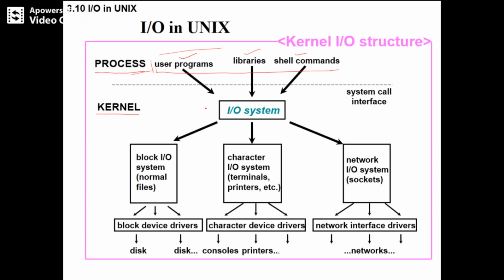In the kernel layer, the first thing you have is the IO system, the input output system. The input output system will accept all the inputs from the user programs. Your program is a combination of libraries, commands, etc., and that will give some input to the IO system. So how exactly is it going to give it? Using the system call interface. The system call interface acts as the channel between the process layer and the kernel layer, between the first layer and the second layer.